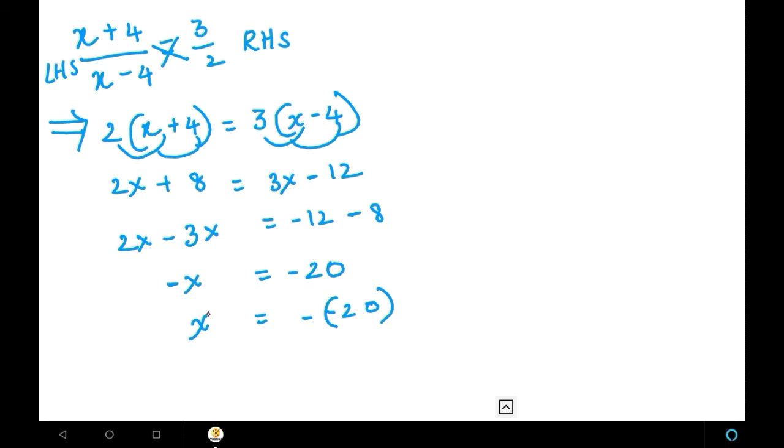Here they are asking x value. So we have got the minus x value, but they are asking plus x value. So we need to multiply by minus on the RHS. So x value is equal to 20. Minus into minus is plus. So we have got the plus 20 answer.